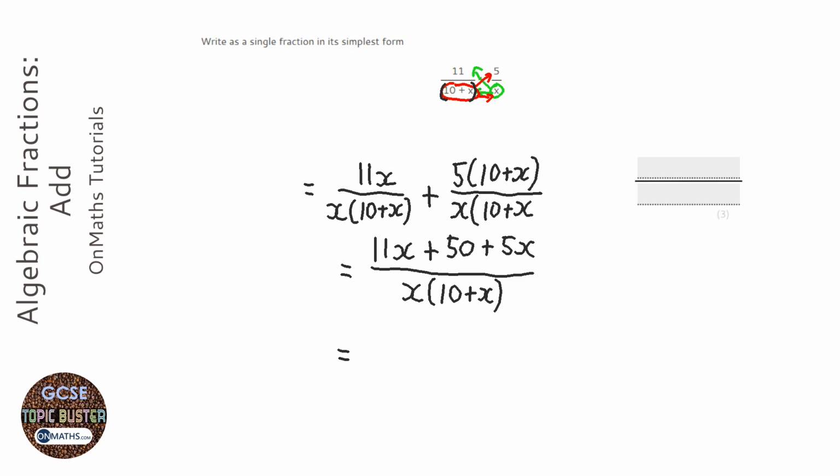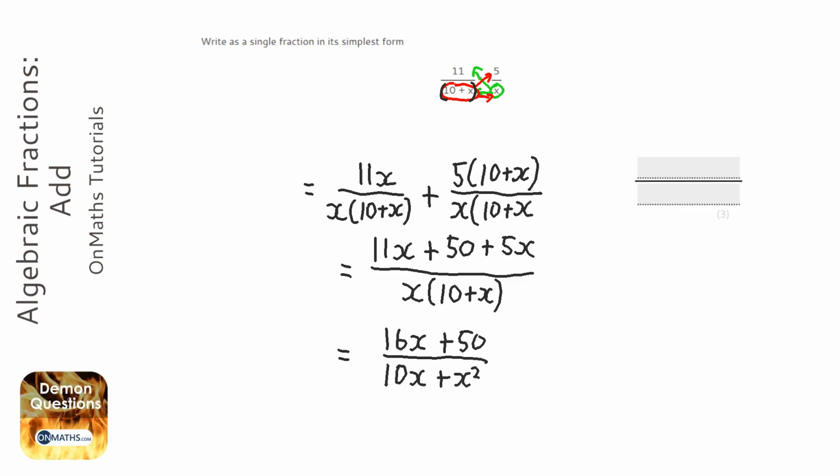Okay, now we've got 11x plus 5x, which is 16x plus 50, over, and I'll expand the bottom one, so it's 10x plus x squared. So my answer is 16x plus 50, and you normally do by powers of x, so I'm going to do x squared plus 10x.